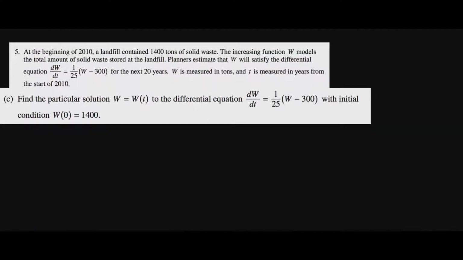Now, again, I think if you're on the AP exam, and maybe for some of you that might seem a little hard right now, and that's not a big deal. As you guys know, the big money question, especially when you're dealing with this, is going to be part C, which I've highlighted. It says find the particular solution W equal W of t to the differential equation with initial condition W of 0 equals 1,400.